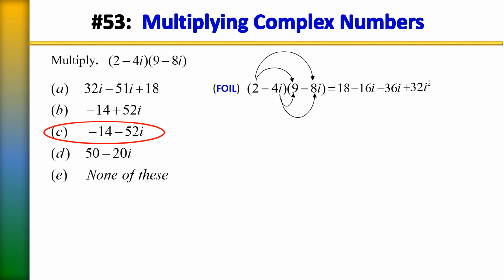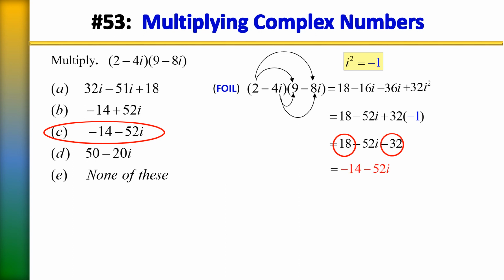32i squared. Next, we need to combine outer and inner because outer and inner are like terms. We're also going to note that every time we see i squared, we're going to replace it with -1 because by definition, i squared equals -1. Continue, simplify. So lastly, we need to combine the real numbers. We have positive 18 combined with negative 32, which is going to give me a final answer of negative 14 minus 52i.